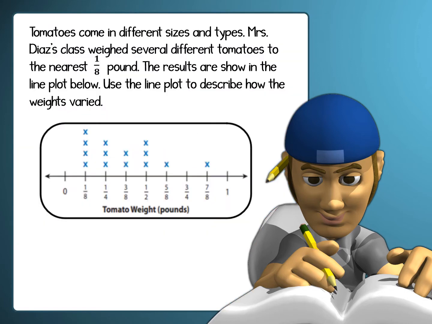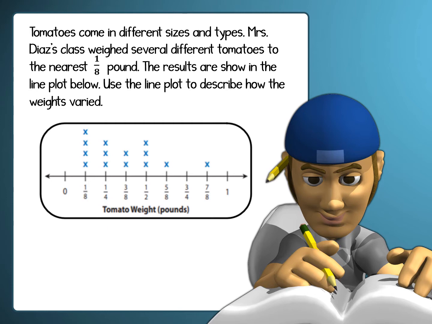So let's look at our first problem. Tomatoes come in different sizes and types. Mrs. Diaz's class weighed several different tomatoes to the nearest 1/8 pound. The results are shown in the line plot below. We're going to use this line plot to describe how the weights varied.